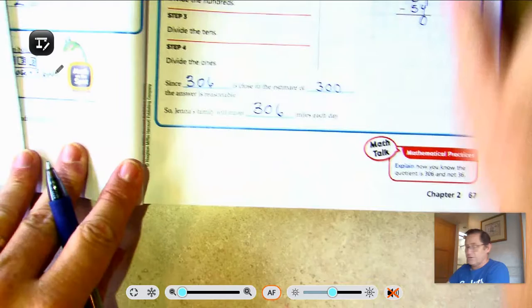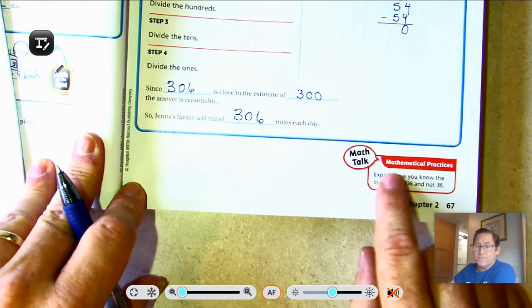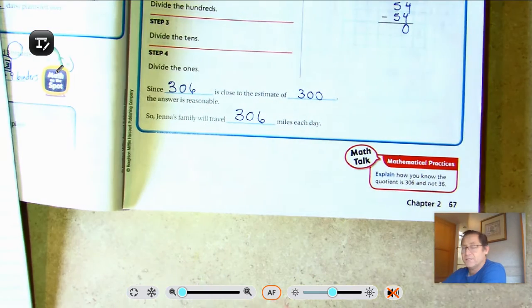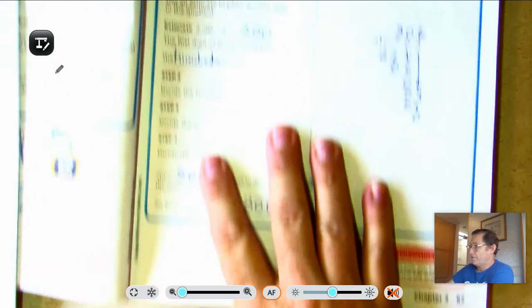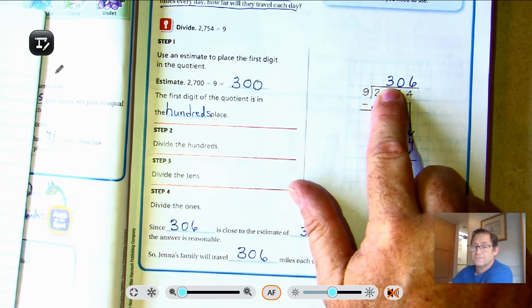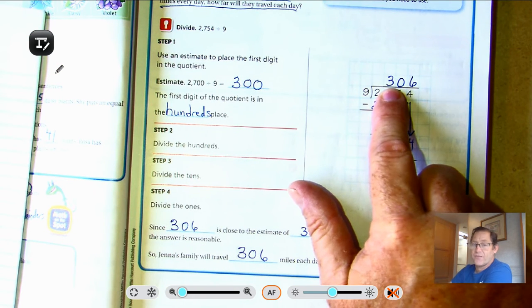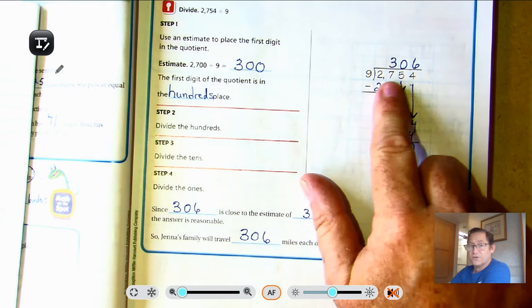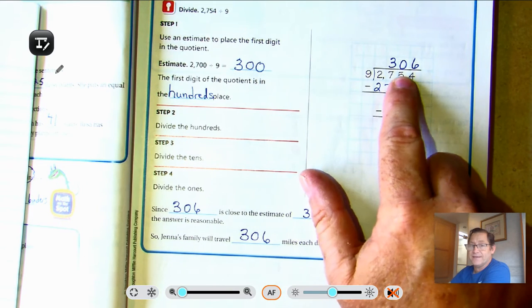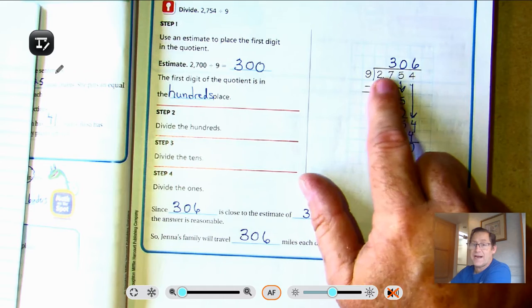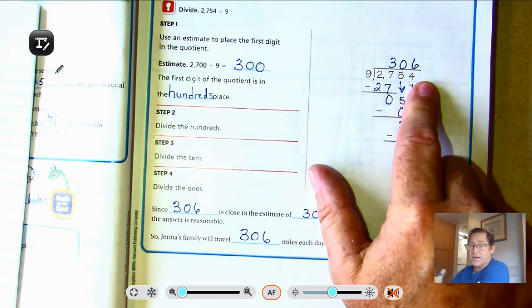And we usually don't go over the mathematical practice question, the math talk. They are good to go over. But explain how you know the quotient is 306 and not 36. Well, remember, the first digit is in the hundreds place. So the answer has to be 300 something, not 36. If it was 36, the first digit would be in the tens, which it's not. It's in the hundreds. So the answer has to be 300 something.